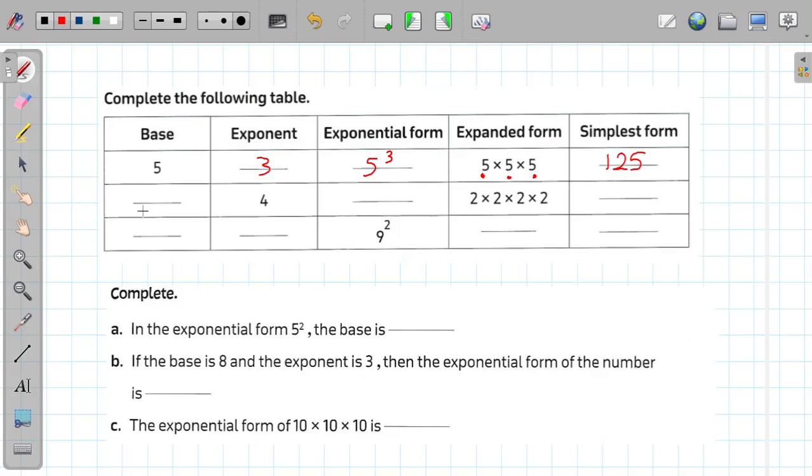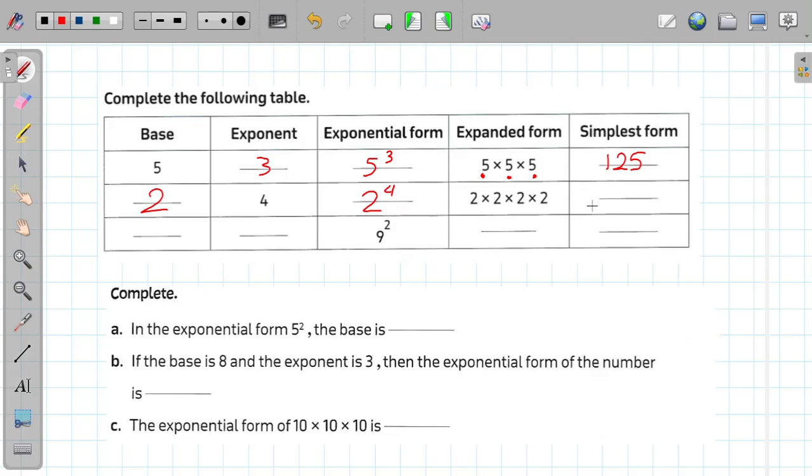The second one, I don't know the base, the exponential form, or the simplest form, but I have the exponent equals 4, and the expanded form is 2 by 2 by 2 by 2. Here, I repeated 2 four times, so the base here is 2. The exponential form is the base raised to the power. So the base is 2 and the exponent is 4, so it will be 2 to the power of 4.